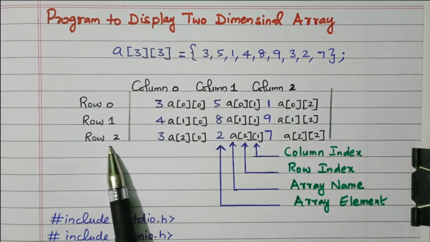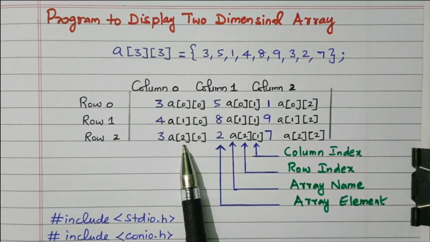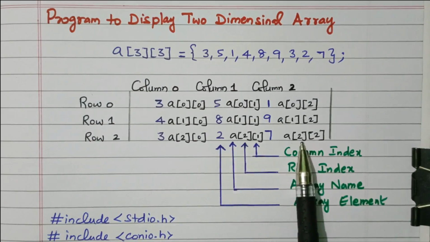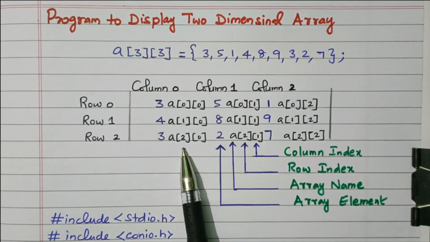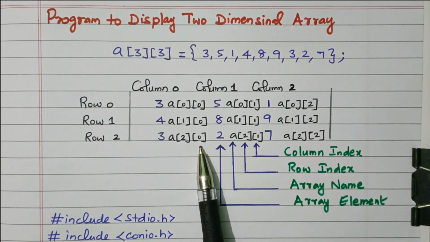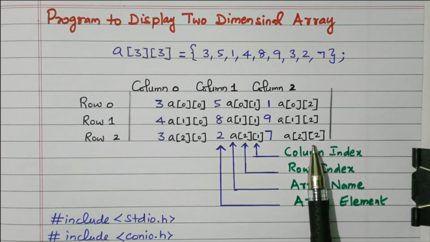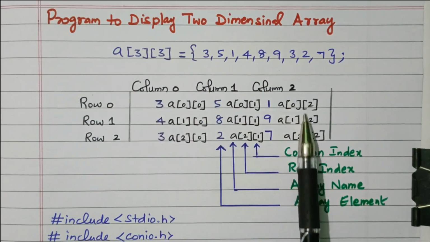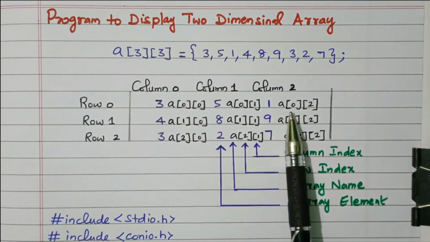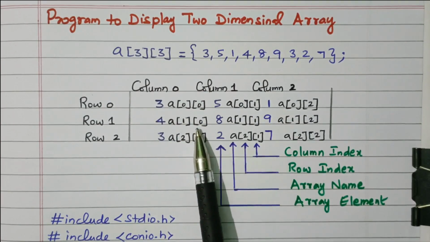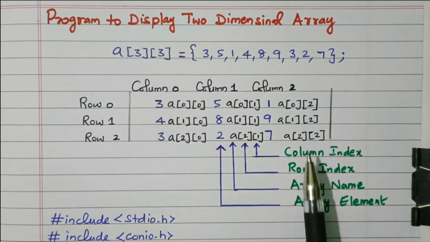Then we go to the third row: A[2][0], A[2][1], A[2][2]. So this first 2 refers to the third row. The 0 refers to the first column, 1 to the second column, and this 2 to the third column. Like this the elements are arranged in matrix format: 0,0; 0,1; 0,2; 1,0; 1,1; 1,2; 2,0; 2,1; 2,2.